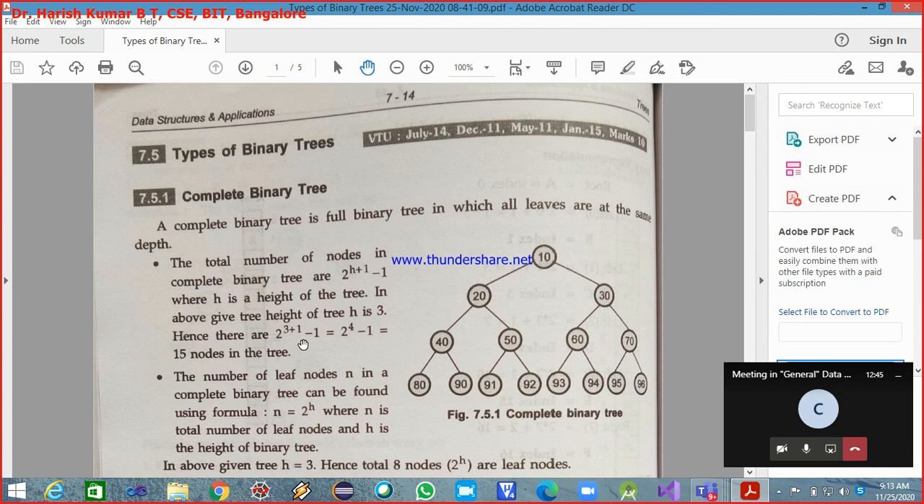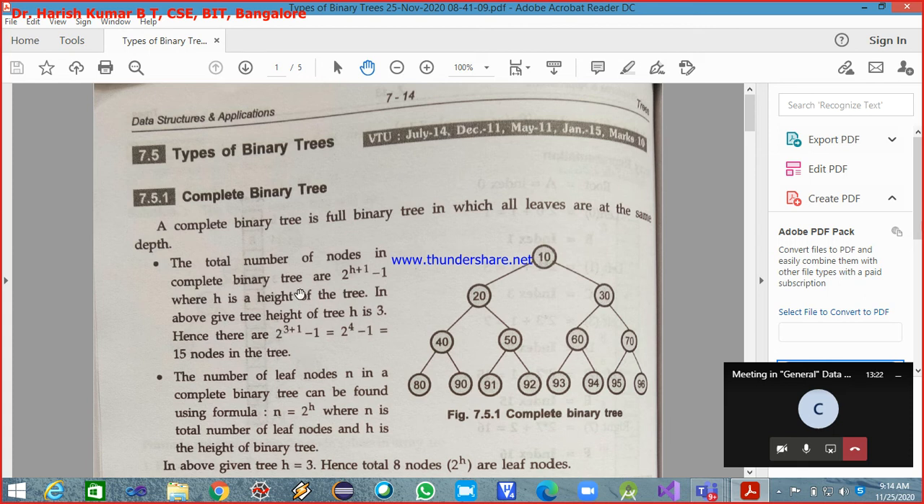So 2 raised to h is how much? So 2 raised to h minus 1, if you are starting from level 1. This is level 1, level 2, level 3, level 4. The h value is 4, so 2 raised to 4 minus 1. It's still the same. So if you are starting numbering the levels from 0, then it is 2 raised to h plus 1 minus 1. If you are numbering the levels by 1, then it is just 2 raised to h minus 1. So 15 nodes are there.